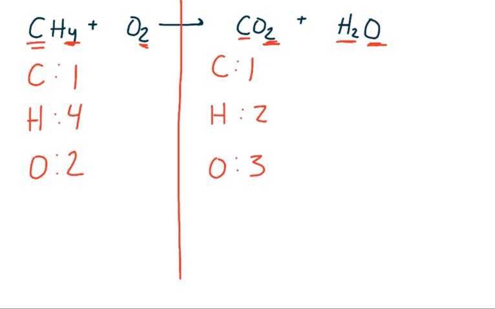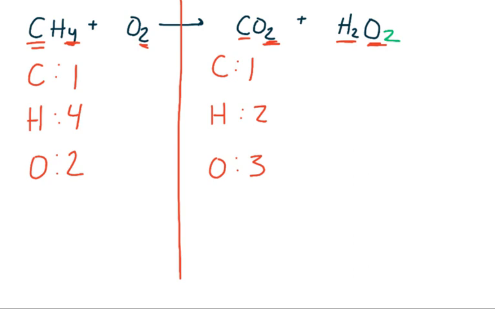Now I can't change the number of atoms of a particular species by changing the subscripts. Those are set. This reaction says it takes CH4 plus O2 and it makes carbon dioxide and water. It doesn't make carbon dioxide and hydrogen peroxide, it makes water.